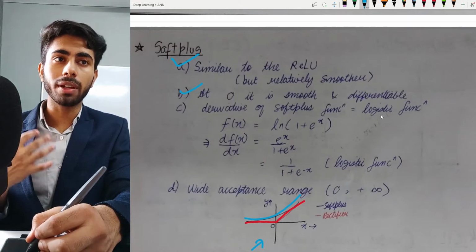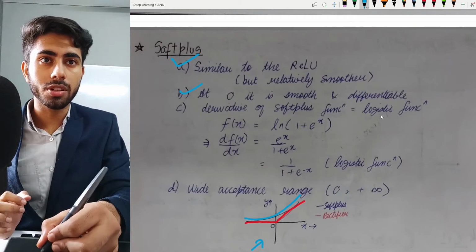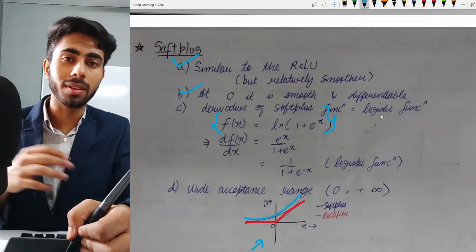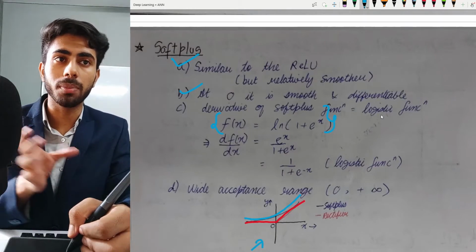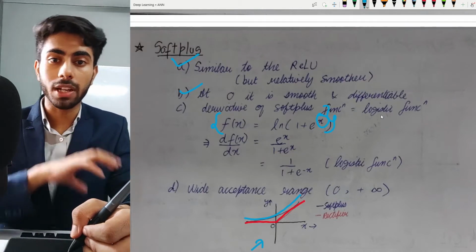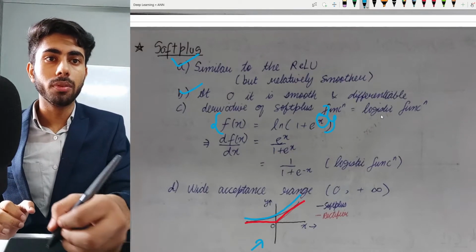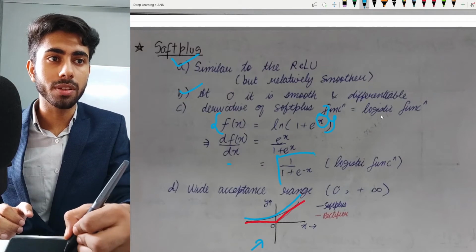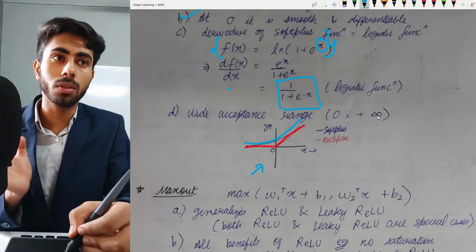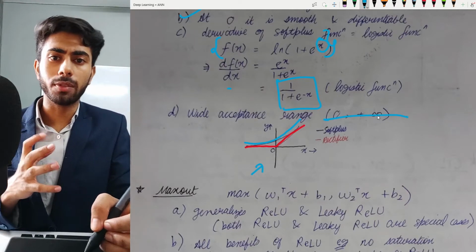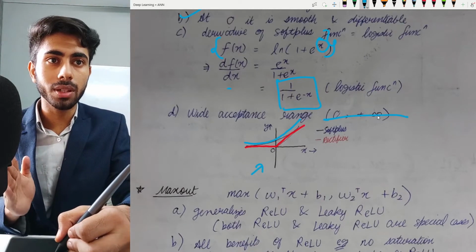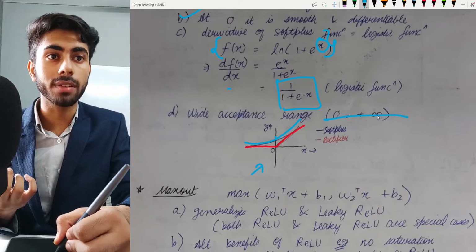If we take the derivative of the Softplus function, this is the function of Softplus: ln, and inside ln there is 1 plus e to the power of x. So basically we are taking the log of 1 plus e to the power of x, where x is the value that you get during the pre-activation step. If you differentiate it, you will get the logistic function, or the sigmoid function, and its range is between 0 to infinity. So just like ReLU, it will give you values between 0 to infinity, but unlike ReLU, its graph is smooth at x equal to 0.